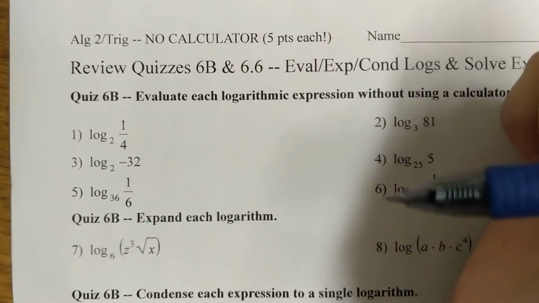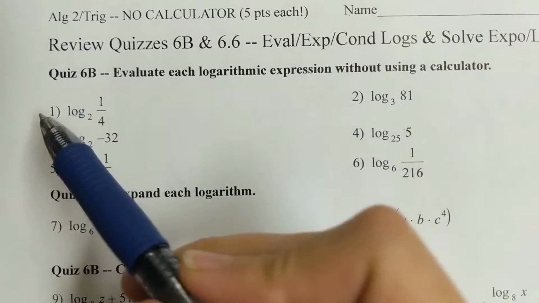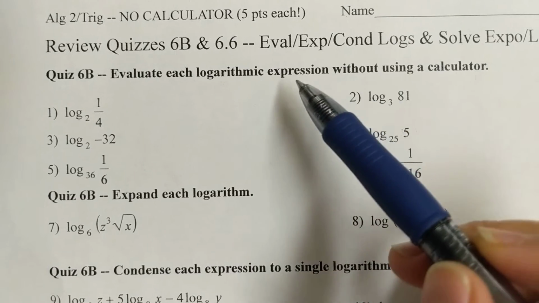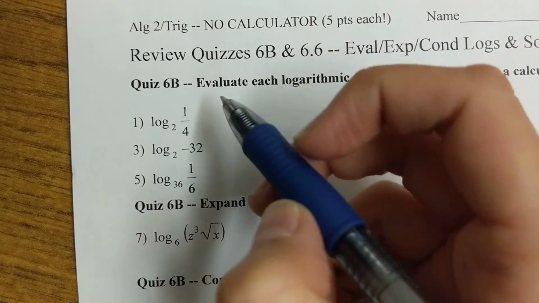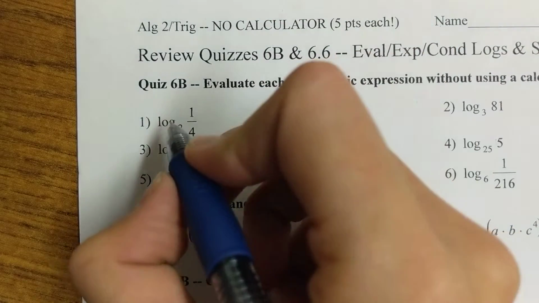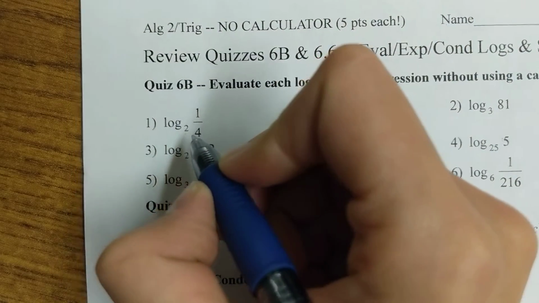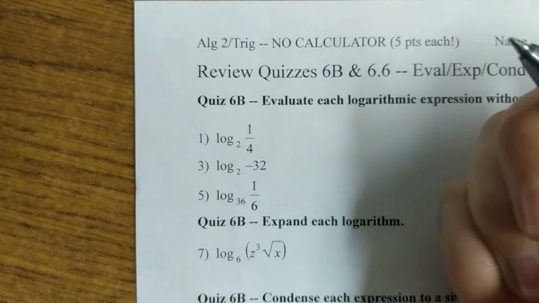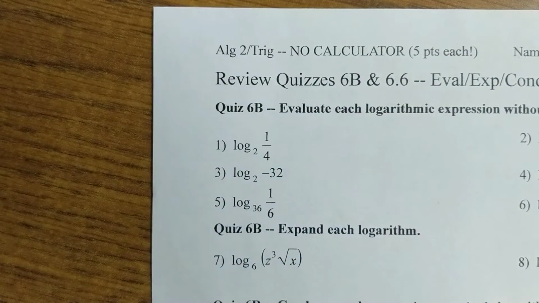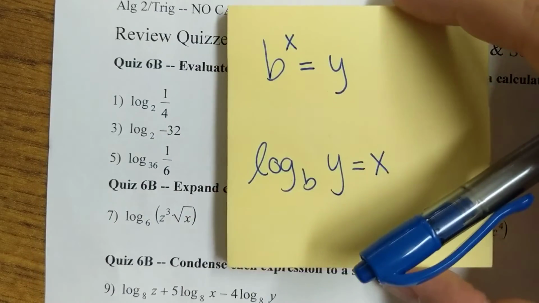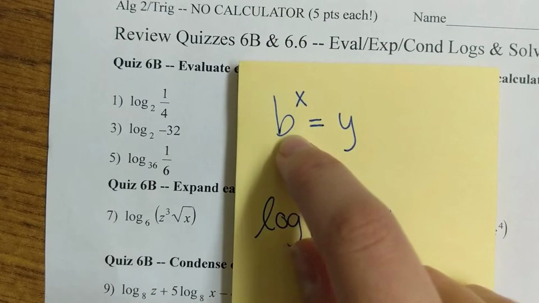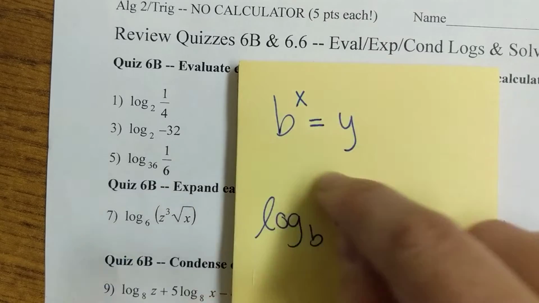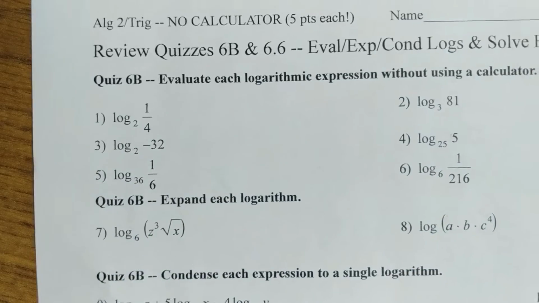Okay, so today we're going to review for quizzes 6b and 6.6. 6b, evaluate each logarithmic expression without using a calculator. A logarithmic expression is basically in the form of log base b of y equals x. And that is equivalent to b to the x equals y. This is your exponential form. This is your logarithmic form.